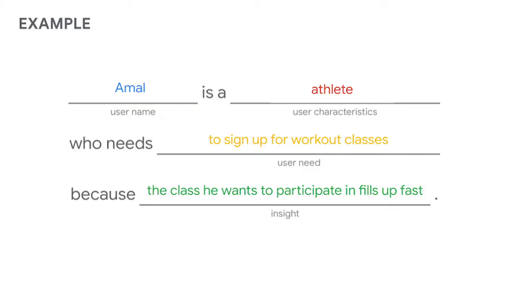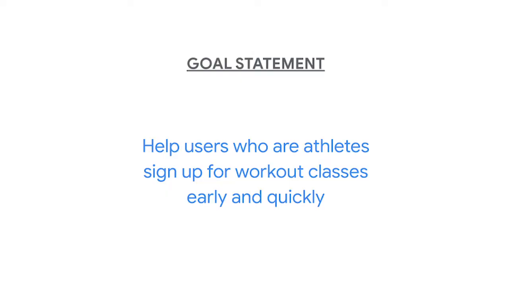Let's check out an example of how to take a problem statement and turn it into a 6-panel storyboard using the template we just reviewed. Let's revisit a problem statement from Course 2. Amal is an athlete who needs a way to sign up for workout classes because the class he wants to participate in fills up fast. Our first step is to turn this problem statement into a goal statement. Our goal statement could be help users who are athletes sign up for workout classes early and quickly.